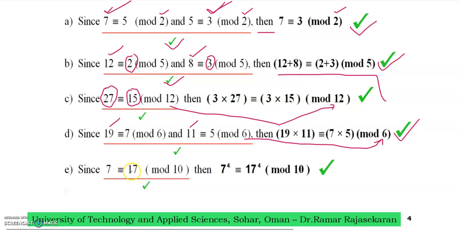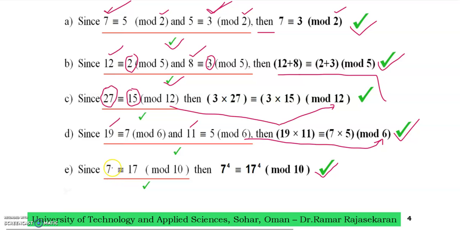Similarly, you can check this. 7 congruent 17 modulo 10 is valid, which means you can raise the degree on both sides, any positive number. You put 4 here, 4 here as a degree. See, 7 to the power 4 congruent 17 to the power 4 modulo 10. Yes, this is correct, valid. If you want to check, you can use the calculator to find the value of 7 power 4, then 17 power 4, then find the difference. Definitely that value is a multiple of 10. It means it exactly divides, then you will get remainder 0.